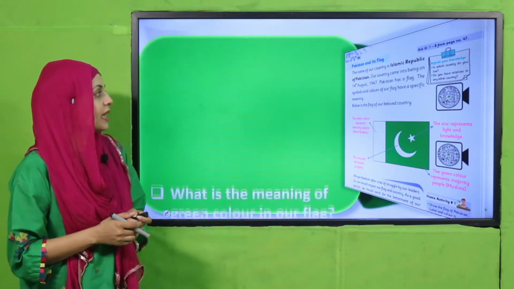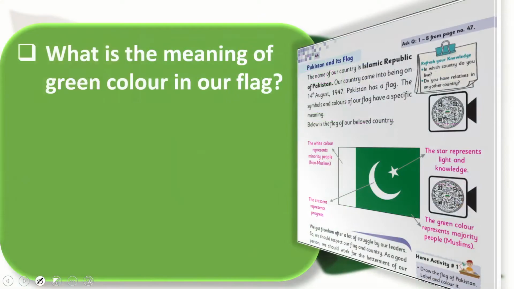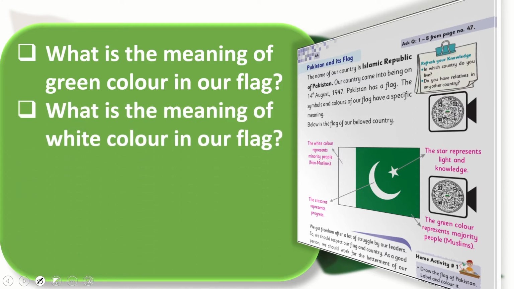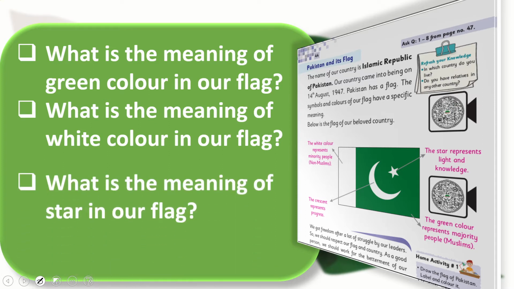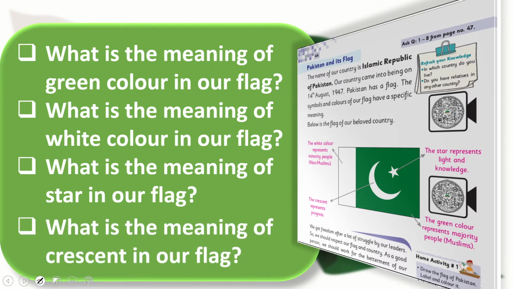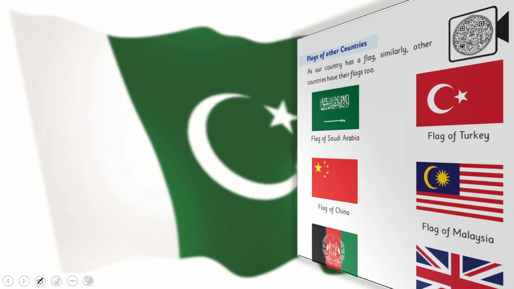Very good. And in the next lecture, we discussed about the different symbols and colors that our flag represent. So quickly have a look at what is the meaning of green color in our flag. It represents majority Muslims. And what is the meaning of white color in our flag? It represents minorities. And what is the meaning of star in our flag? It represents light and knowledge. And what is the meaning of crescent in our flag? It represents progress.